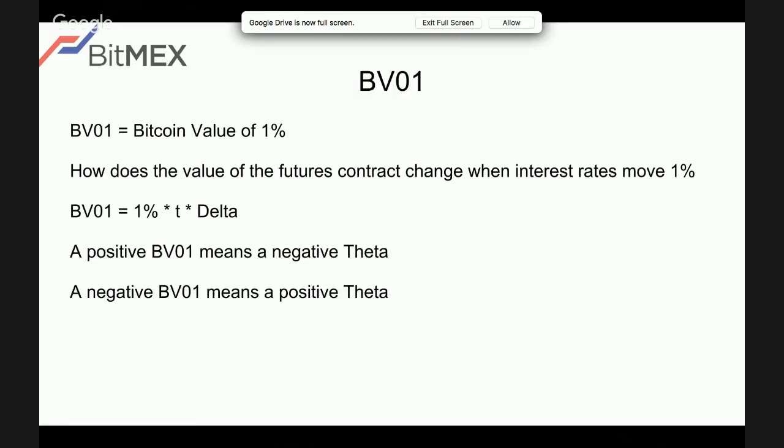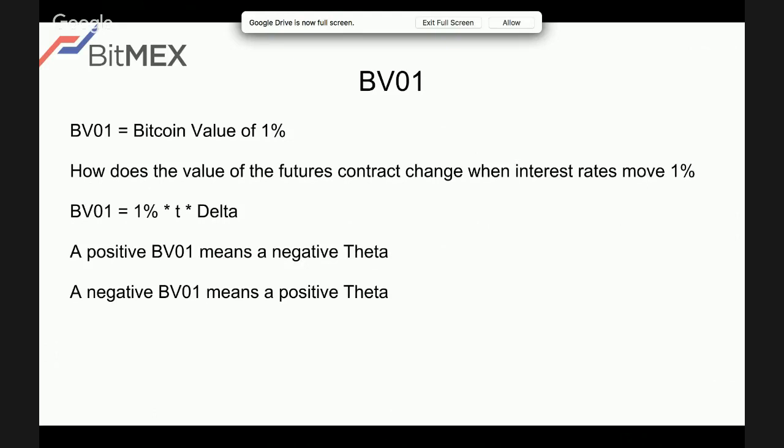Okay, BV01. In traditional finance, there's a term called DV01, which is the dollar value of 1 basis point. So I've amended that slightly for the Bitcoin ecosystem: the Bitcoin value of 1%. I talk about 1% because things move in a lot bigger fashion than in traditional finance, where you're putting massive amounts of risk on a 0.01% move in the underlying interest rates. So what do you want to know?